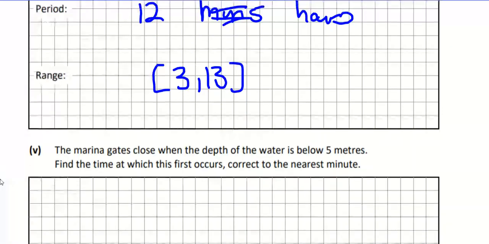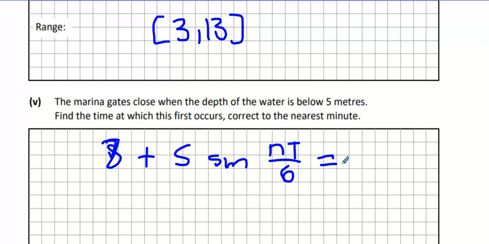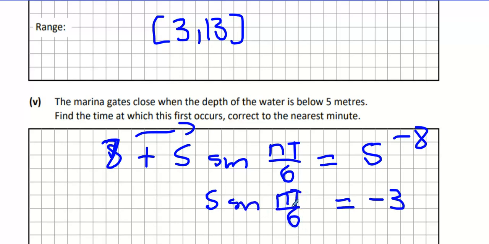Here's the really tough one. What's my original formula again? 8 plus what? Sine pi t over 6. Okay. Lads, you listening? Okay. Equals 5. Here's how you do this. Bring the 8 over to the other side and take it away. It becomes minus 3 equals 5 sine pi t over 6. Grab your 5 and bring it underneath. Everybody cool with that?